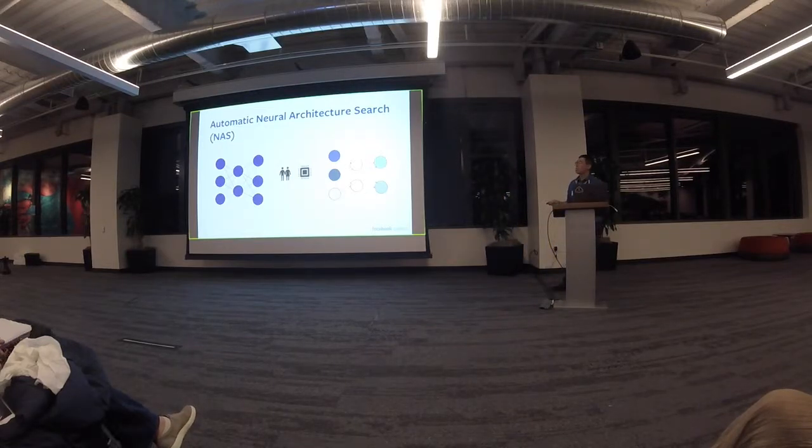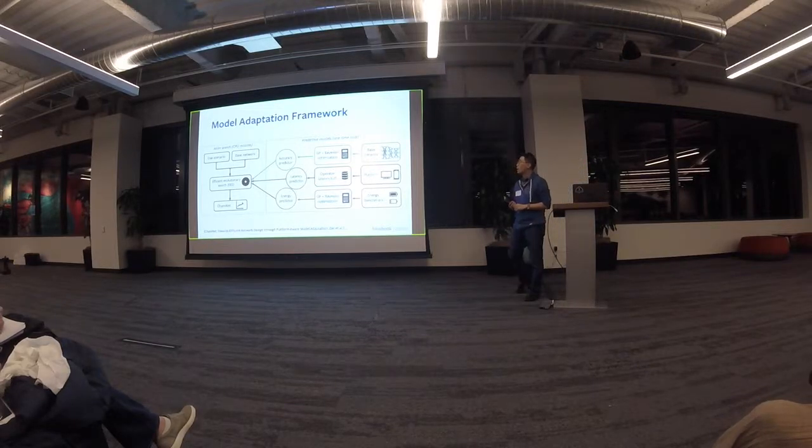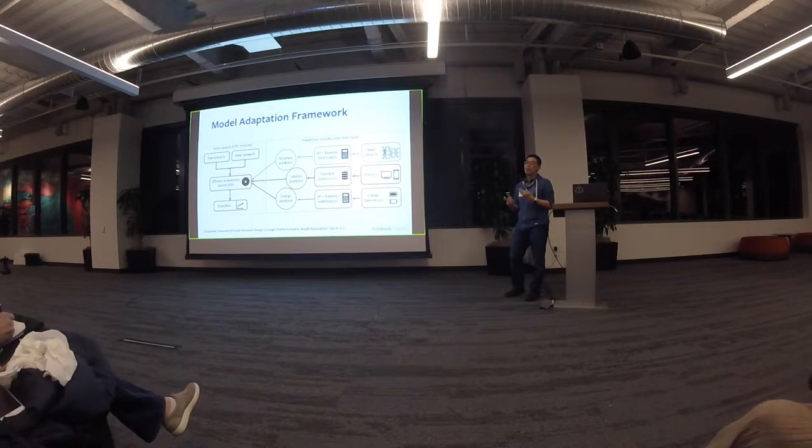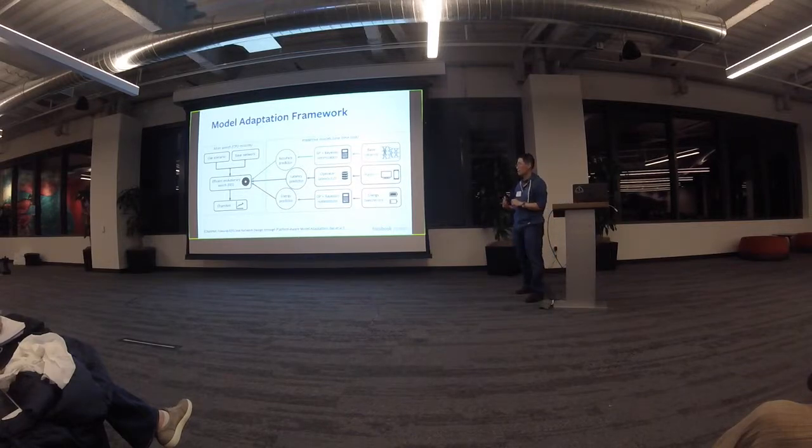On this end, we have done two works to work towards this goal. One is a model adaptation framework. So what is a model adaptation framework? For different mobile devices, typically the hardware would be different. Each different type of hardware can have different performance. So convolutional kernels or decisions or libraries would all result in different latency.